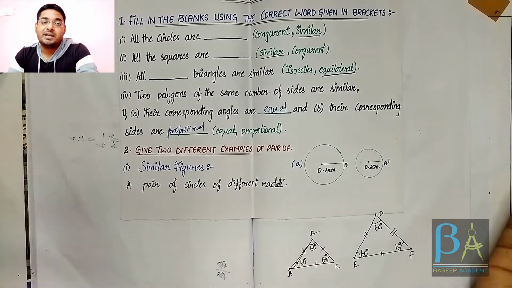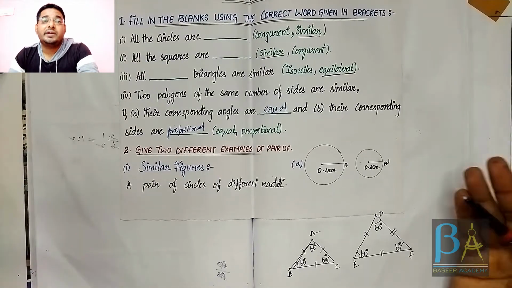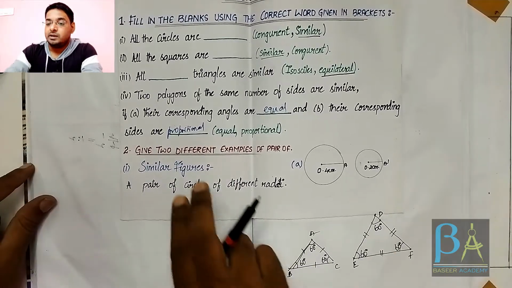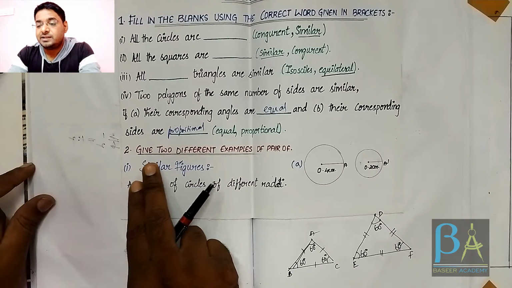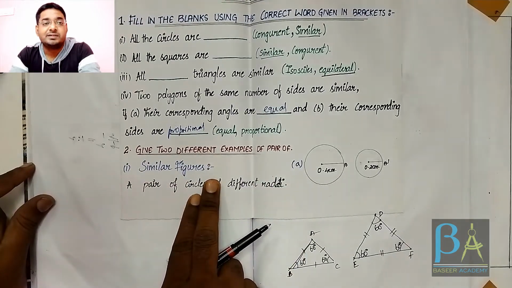Two polygons having the same number of sides are similar if the corresponding angles are equal and the ratio of the corresponding sides is the same, meaning the corresponding sides are proportional. In question number 2, he's asking us to give two different examples of a pair of similar figures. Similar figures are figures which have the same shape but not necessarily the same size.